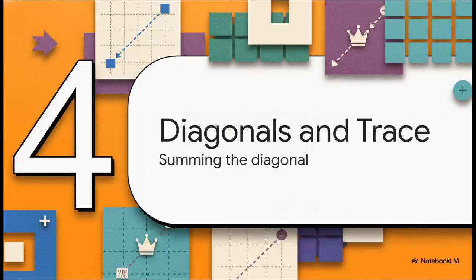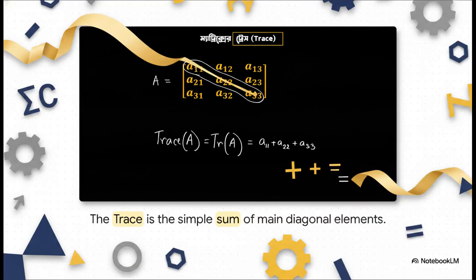Moving right along. Section 4, Diagonals and Trace. We keep talking about this principal diagonal. Well, mathematicians actually gave a special name to the sum of those specific numbers. They call it the trace. And honestly, finding the trace of a matrix isn't complicated at all. It is simply the sum total of the numbers lying directly on that main diagonal, reading from top left to bottom right. You literally just add them up.